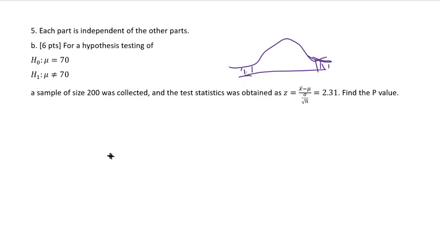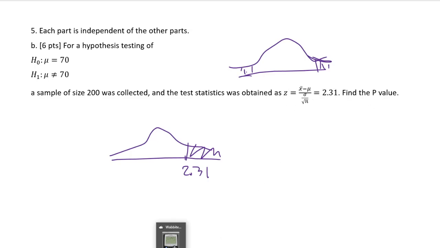We have 2.31, and for the p-value, for 2.31, we first have to figure out the area after 2.31, and then we have to double it because it's a two-tailed test. Okay. Somehow the sample size 200 is irrelevant because the z-score is the only thing that we need to find the p-value. All right, so let's do this.